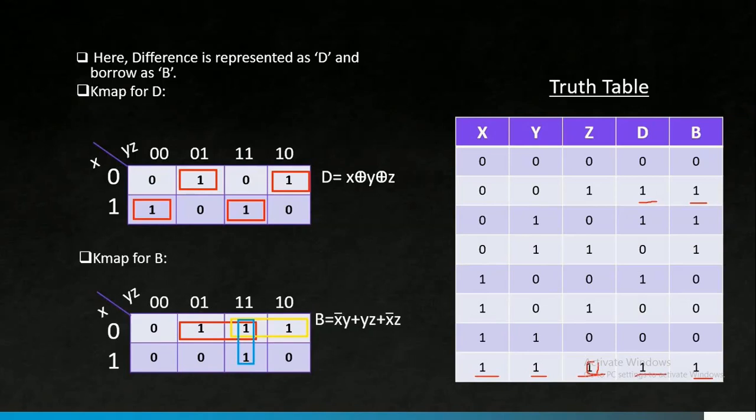again we have drawn a K-map for D part and B part. As you can see here, we have got the K-map, and the result is D equals X XOR Y XOR Z, and for the borrow part we have got the result as this, that is X complement AND Y, OR Y AND Z, OR X complement AND Z. So this is our K-map and truth table of full subtractor.